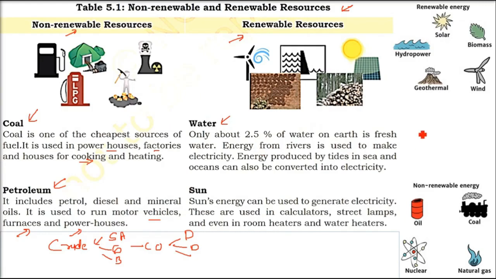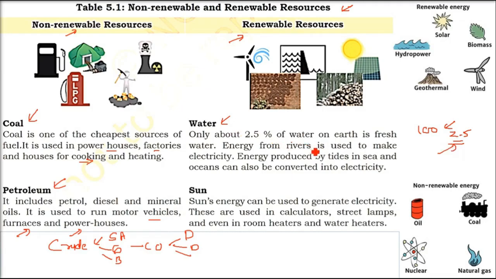But the situation is we only have less than 3%, only 2.5% water which is available. Basically 75% of our earth is covered by water, but only fresh water, which we can drink or use for our purpose, is only 2.5%. This is the only fresh water we have.